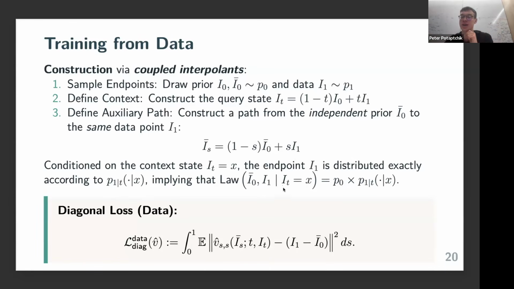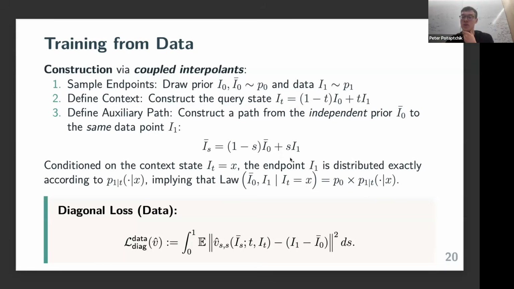So what I'm saying here is that conditional on my context information being equal to X, the distribution of I0 bar is the Gaussian sample P0, and I1 is exactly from the posterior sample, which means that this conditional auxiliary path gives us the exact supervision we need to train the diagonal, right?